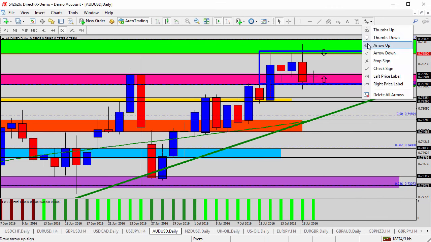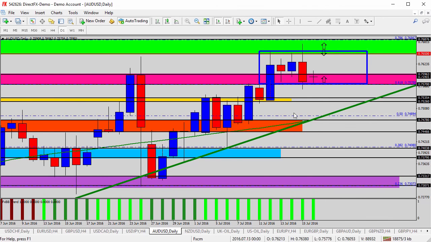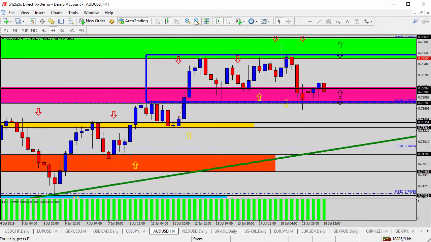A break above the green zone, we'll look for continuation of the uptrend. Break below the pink zone, we look for a reversal of the trend and back down into the low 75s or into the 7400s for the Australian dollar. So really a breakout of this blue box is what we're looking for this week. 4-hour time frame, you can see it bouncing around here. If you've taken a buy at the pink zone, protect profit as it goes up here towards the green zone.